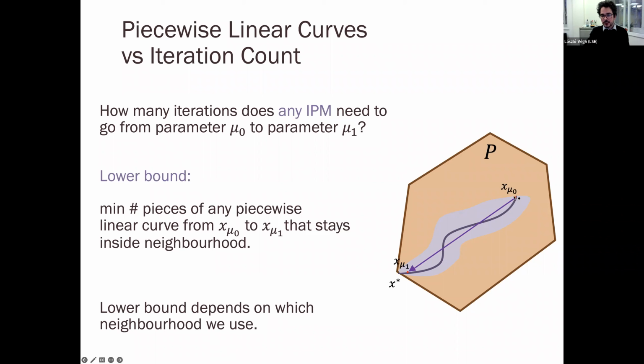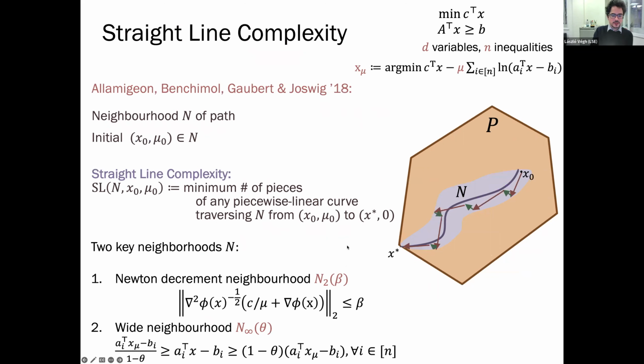For example, here, even though there is some wiggling in the central path between these two points, I could just jump there with one step. So maybe there could be an interior point method which gets here in just one single step. But if it's more curvy, then we can give non-trivial lower bounds on how many steps the interior point method might need. And so one can take some neighborhood of the central path and look at the straight line complexity, which is the minimum number of segments to go from any starting point to the endpoint, the optimal solution.